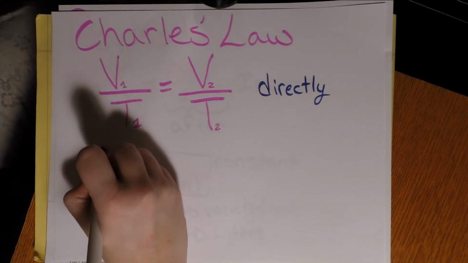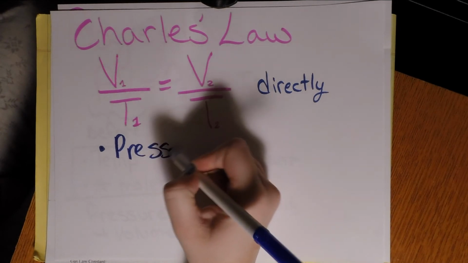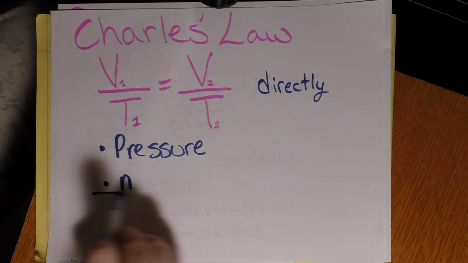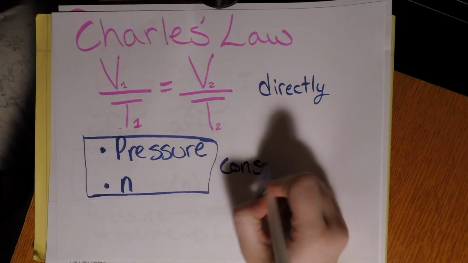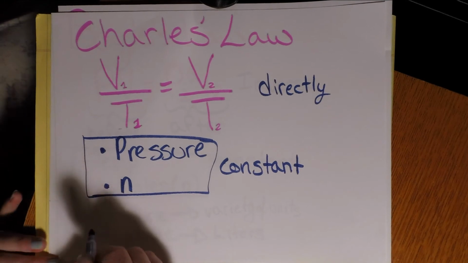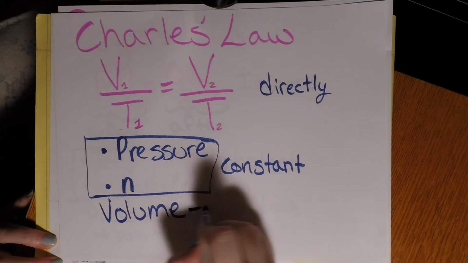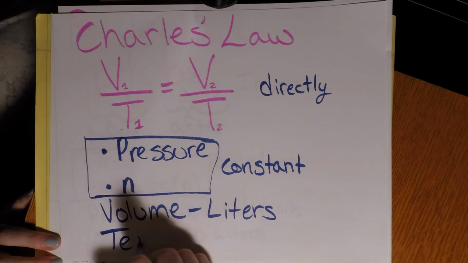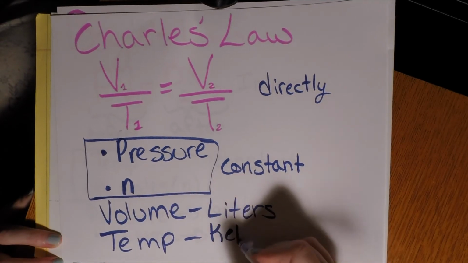Here, our constants will be, as you have probably guessed, pressure, and once again, moles. What will be changing will be the volume, which will be in liters, just like I said before, and the temperature, which must be in Kelvin.